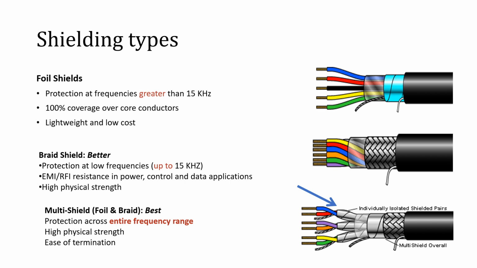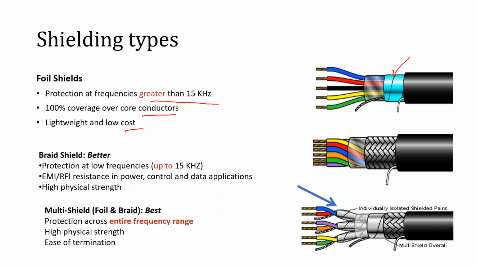What we have discussed right now. This is a foil shielding. Outside all the wires we have a foil, and the advantage is that it has protection when the signal is more than 50 kilohertz. So for high frequencies always use foil type shielding. Another is we can cover the core conductor 100%. It is low cost because we are using a very thin kind of foil.